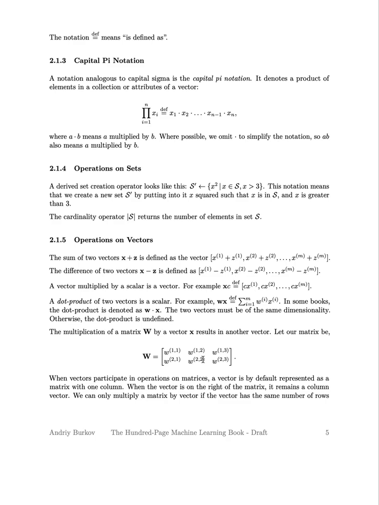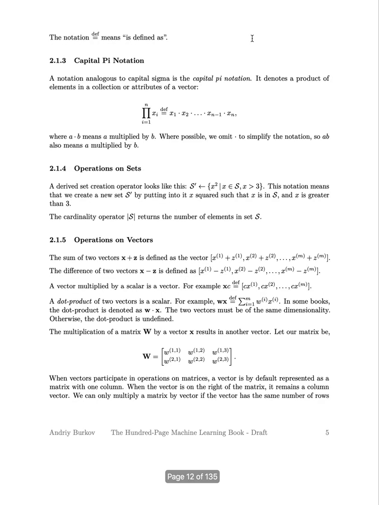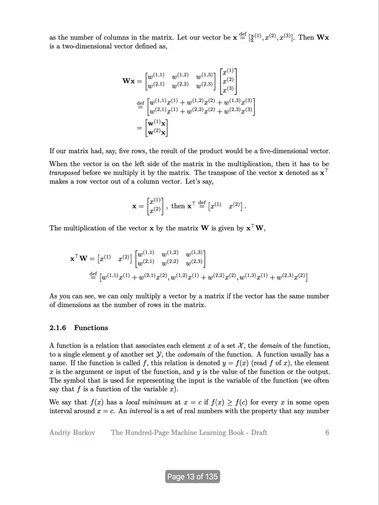The multiplication of a matrix W by a vector x results in another vector. For example, this is our matrix and we have a vector, but first of all the dimensionality has to be the same. We can only multiply a matrix by a vector if the vector has the same number of rows as the number of columns in the matrix. Our matrix has 3 columns, so our vector needs to have 3 attributes. In our case we have x1, x2, x3, so we can multiply this, as the number of columns in our matrix and the number of rows in our vector are both 3.